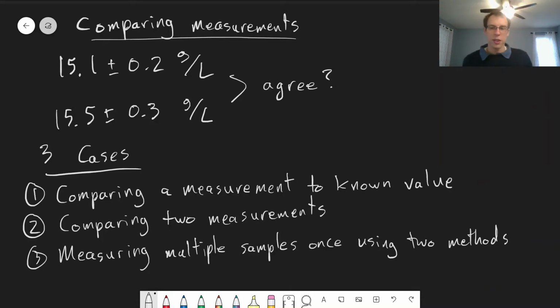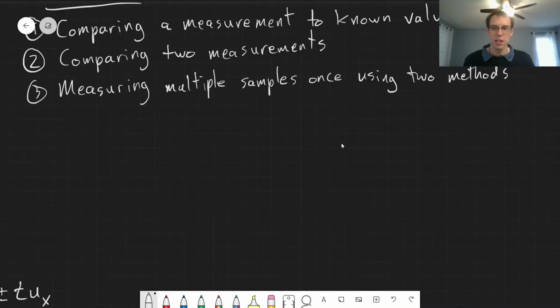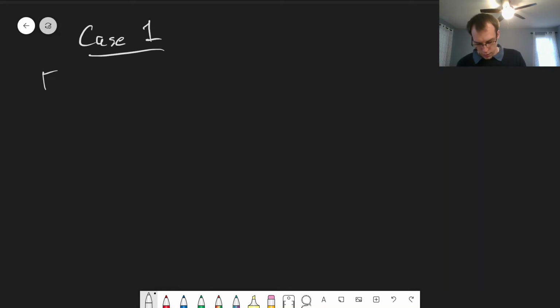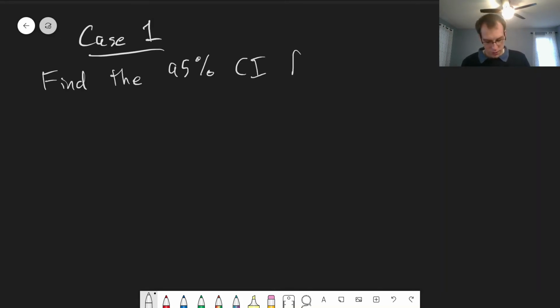So we'll start with case one. Case one is the most straightforward case. So this one's pretty easy to do in terms of the math that we need to do. So for case one, find the 95% confidence interval, or whatever degree of confidence that you want, for your measurement. And then see if the known value lies within that range.